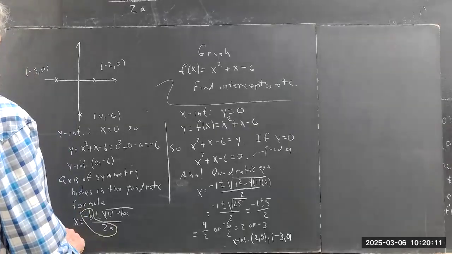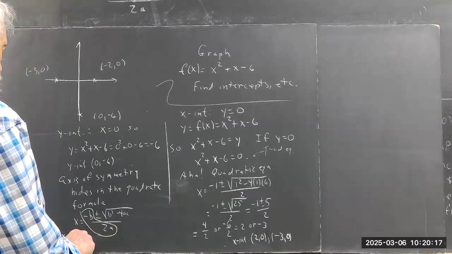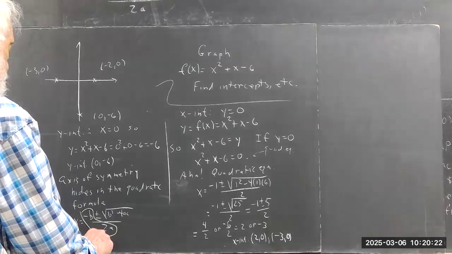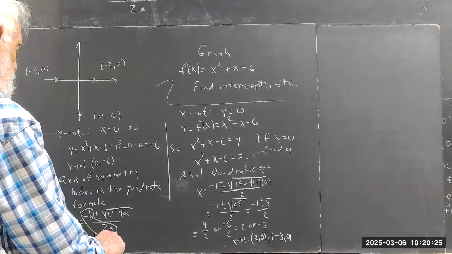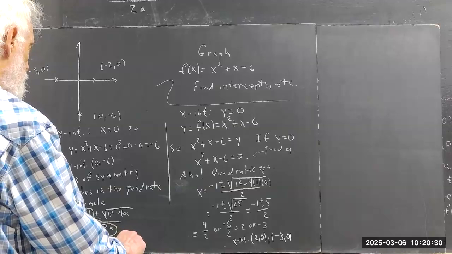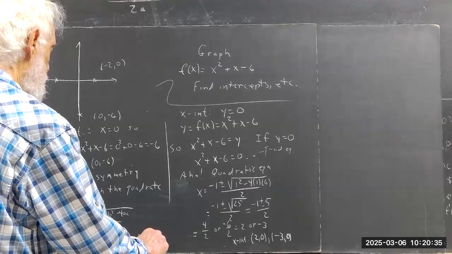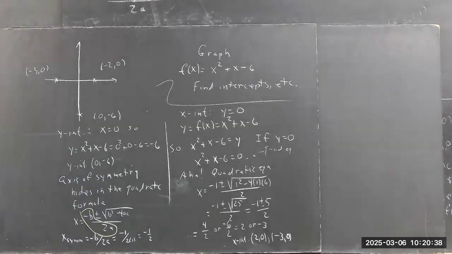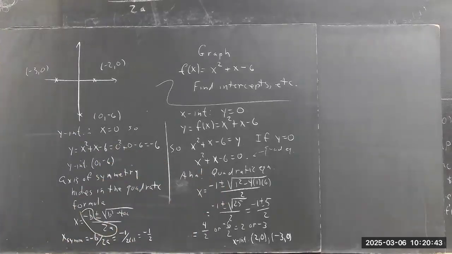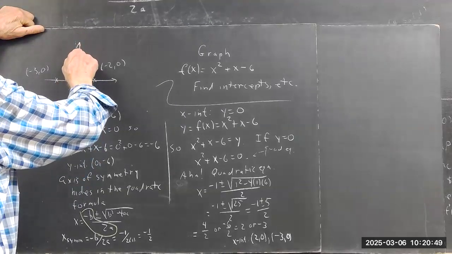So I'll use a little notation. I'll put an abbreviation of symmetry. X symmetry is -b over 2a, which is -1 over 2 times 1, which is -1/2. Easier, of course, just to add those and divide by 2. But either way, we get the axis of symmetry.